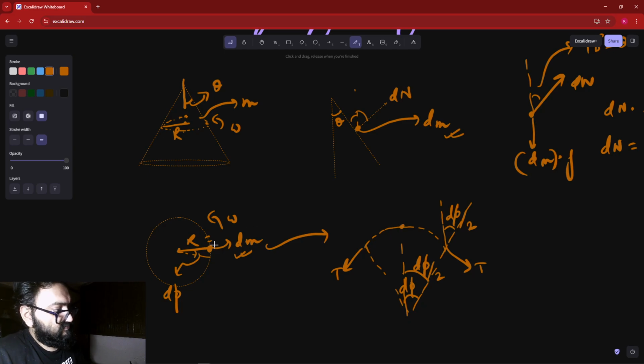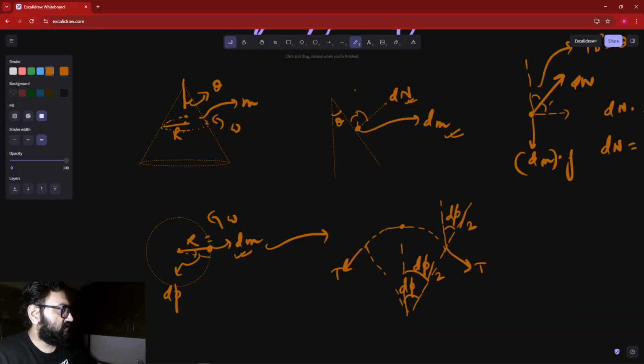Now on this small segment of the chain, I had a normal force acting in the direction perpendicular to the surface of the cone. This normal force had one vertical component. This normal force would also have one horizontal component which will lie on the horizontal plane, right? What is that going to be? It's going to be dN.